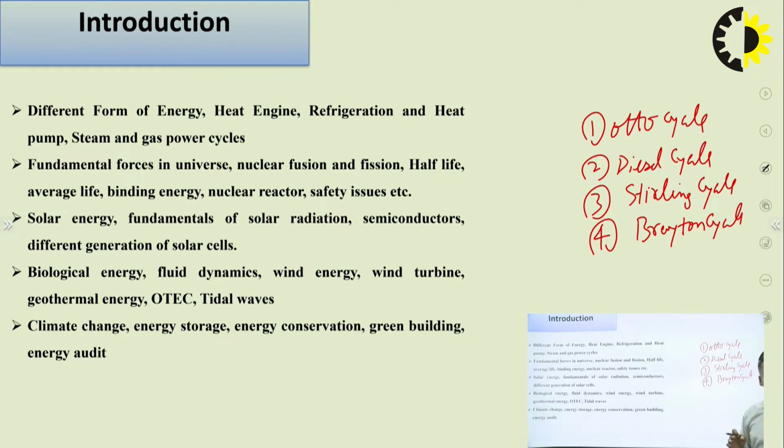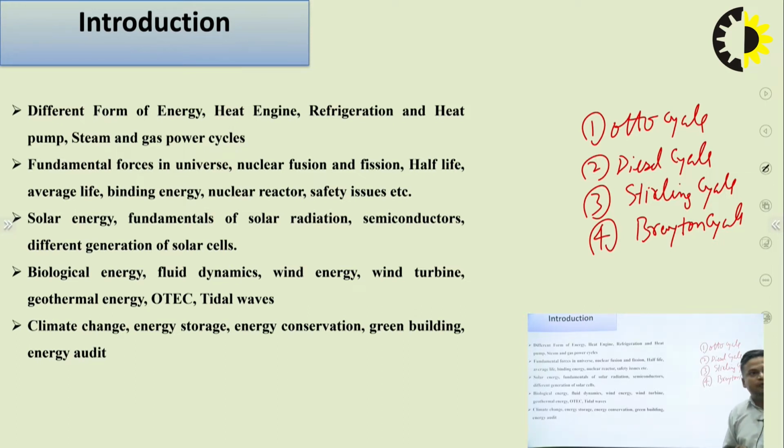form, and again we use the pump to send this liquid to the boiler for again converting it into steam form. So this makes one complete cycle. Similarly, we have the gas power cycles, where we use the Otto cycle and diesel cycle.